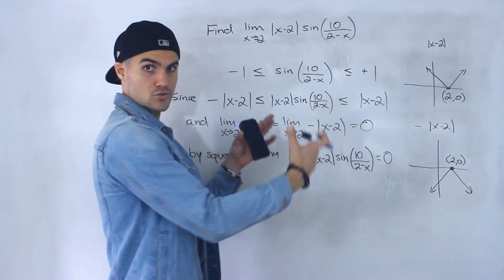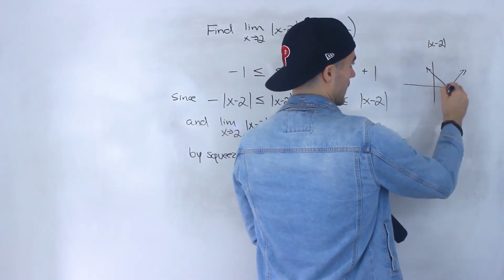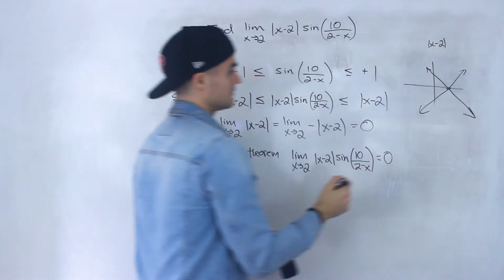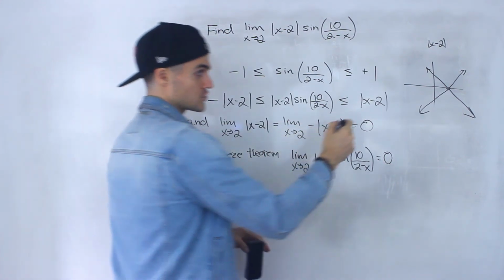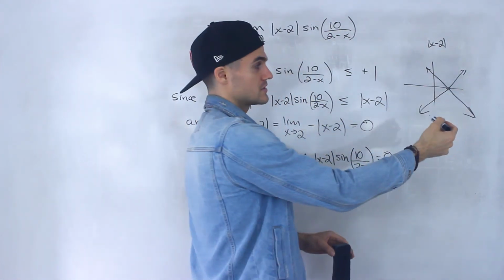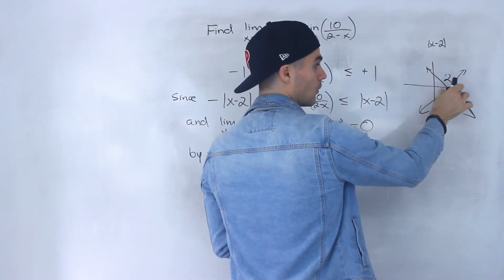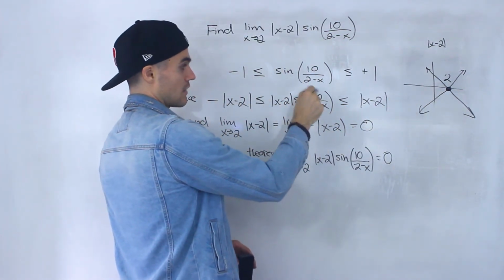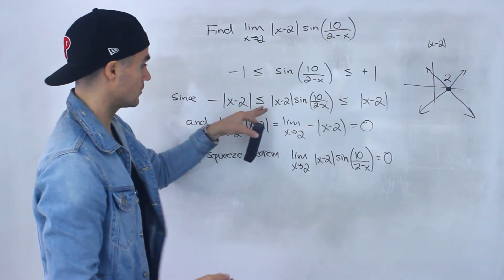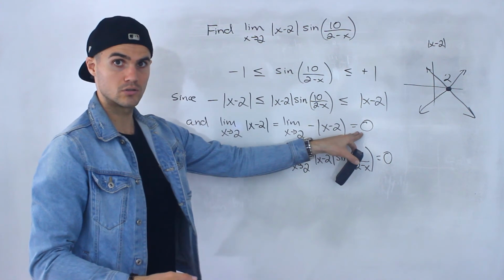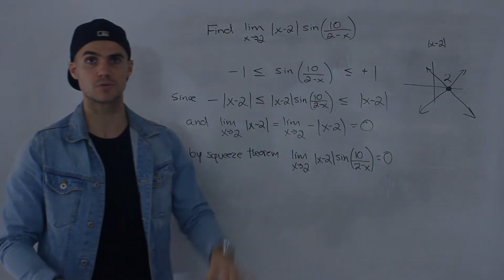Because if we combine these two graphs, that absolute value of x minus 2 and negative absolute value of x minus 2, they're going to look like that. And so this function always has to be between those two functions or equal to them. So notice that at this x value of 2, there's only one y value that this can approach, and that y value is 0. So since this inequality holds and both of these limits equal 0, then by the squeeze theorem, the limit of that overall function is equal to 0 as well.